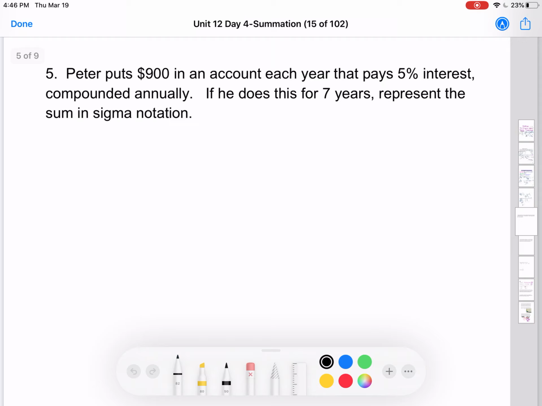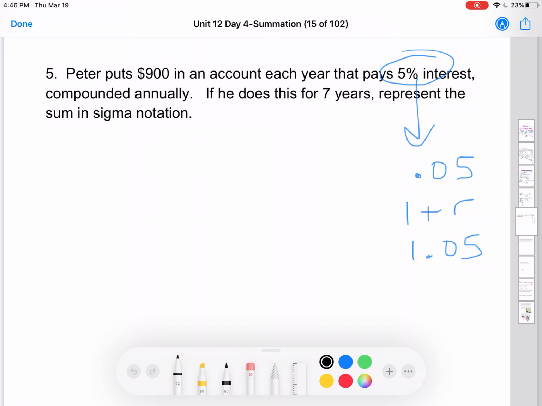Okay, number 5, a little application. Peter puts $900 in an account each year that pays 5% interest. Again, we should be thinking about exponential. We should be thinking about geometric. It's an interest question, compounded annually, so 1 plus r. So 1.05 is going to be my common ratio. He does this for 7 years. Represent the sum in sigma notation.